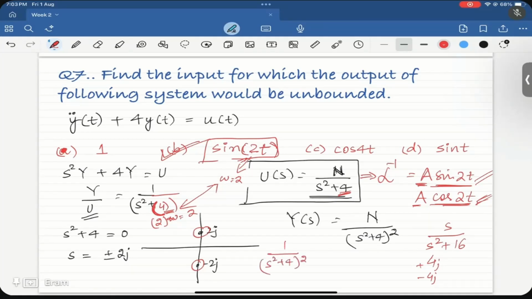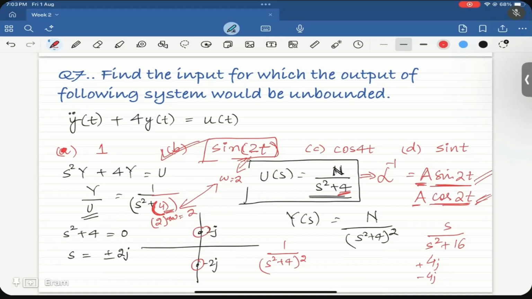In order to repeat the pole at this particular location, we have considered squaring it, because if you find the poles of this transfer function, they will be at plus 2j, again plus 2j, minus 2j, and again minus 2j, right? So we have repeated poles at plus 2j and minus 2j.